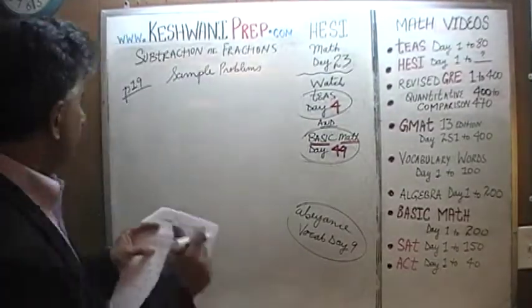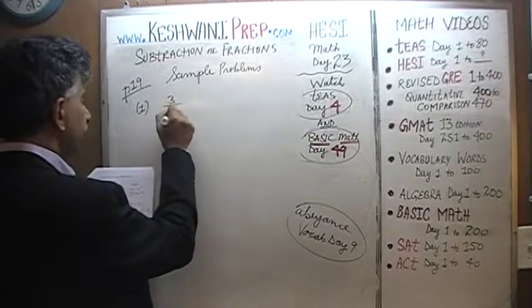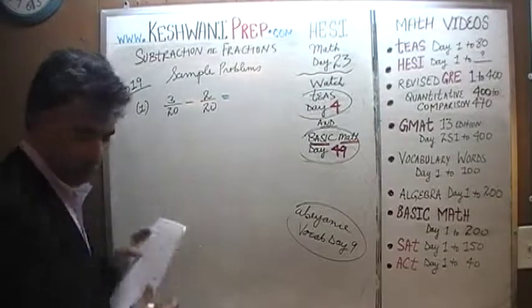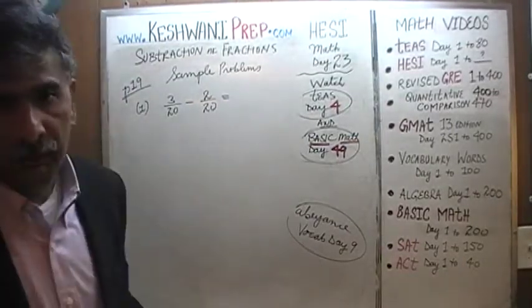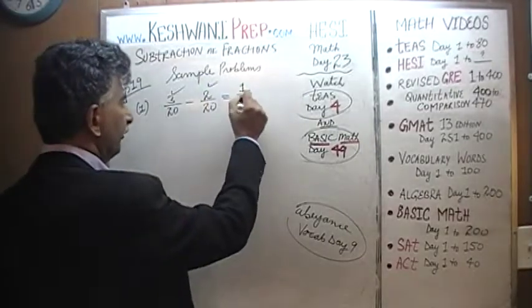Number one is very simple, very straightforward. It's 3/28 minus 2/28. Because they have the same denominator, the common denominator, we don't have to do anything at all. All we have to do is subtract the numerators. 3 minus 2 is 1, so it's just 1/28.